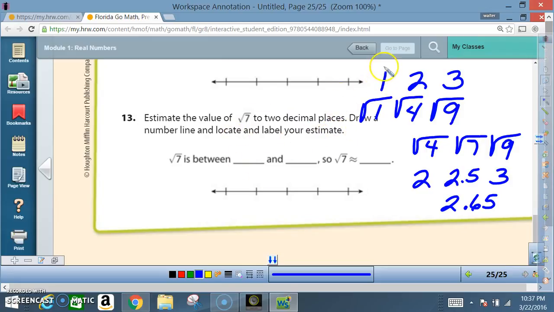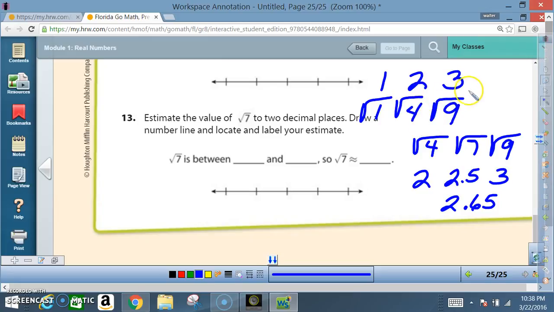So I list my numbers 1, 2, and 3. This is for those of us who may have issues. I could have put down 4, 5, 6, but 1, 2, and 3 would be enough. And then I'm going to square all the numbers. 1 squared is 1. 2 squared is 4. 3 squared is 9. Then I'm going to put square root symbols around each one.